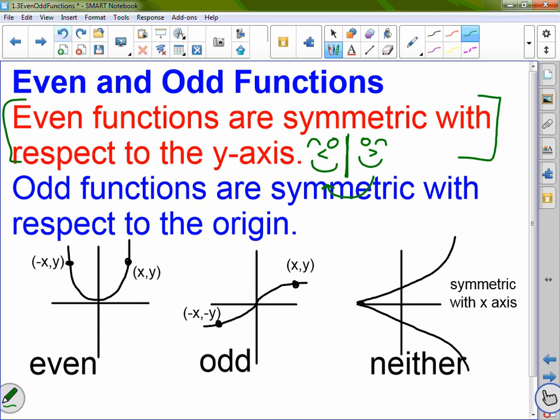So if we look at our options down at the bottom of the page, at the far left we have this parabola. That's an even function as long as its vertex is on the y-axis. And we'll notice that there's a special thing about even functions where the y values are the same when the x values are opposite each other.